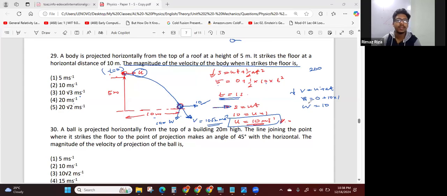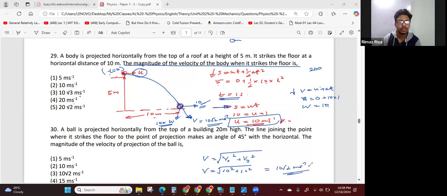Let's say this component is w, so the final velocity is w. Initially 0 plus 10 into the time taken, which is 1 second. Therefore w equals 10. So this is 10 and this is also 10. The resultant of two perpendicular vectors is the square root of vx squared plus vy squared. So it is the square root of 10 squared plus 10 squared, which simplifies to 10 root 2 meters per second. Okay, sir.